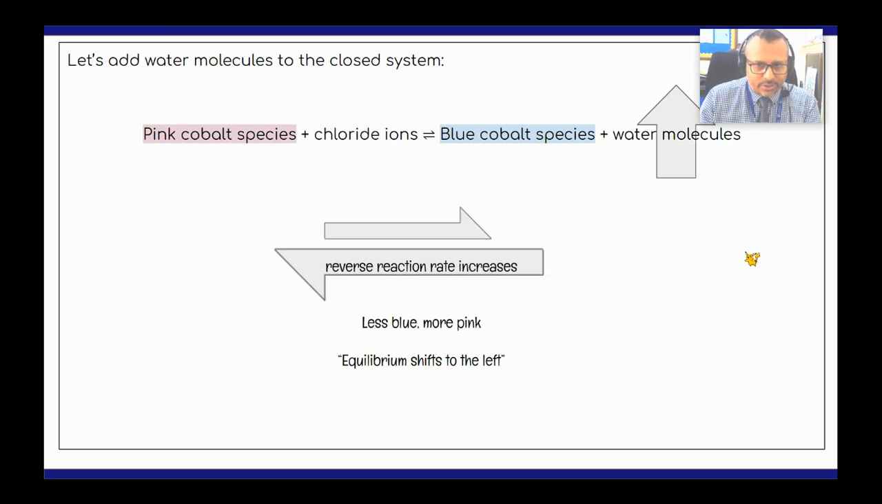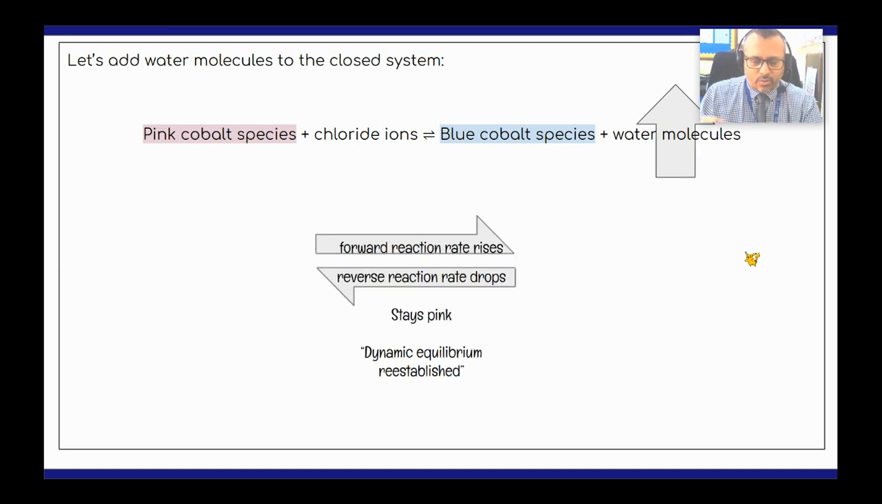If we add water molecules to the closed system, the reverse reaction rate increases because the blue combines with the water molecules. You have less blue present and more pink because the reverse reaction rate is increasing. We can say that the equilibrium shifts to the left. It shifts to the left until the reverse reaction rate starts to drop because you're using up all of your blue cobalt species. As you're building up your pink cobalt species on the left-hand side, the forward reaction rate starts to rise. So they start to equal out again. So it stays pink, but the dynamic equilibrium is re-established.